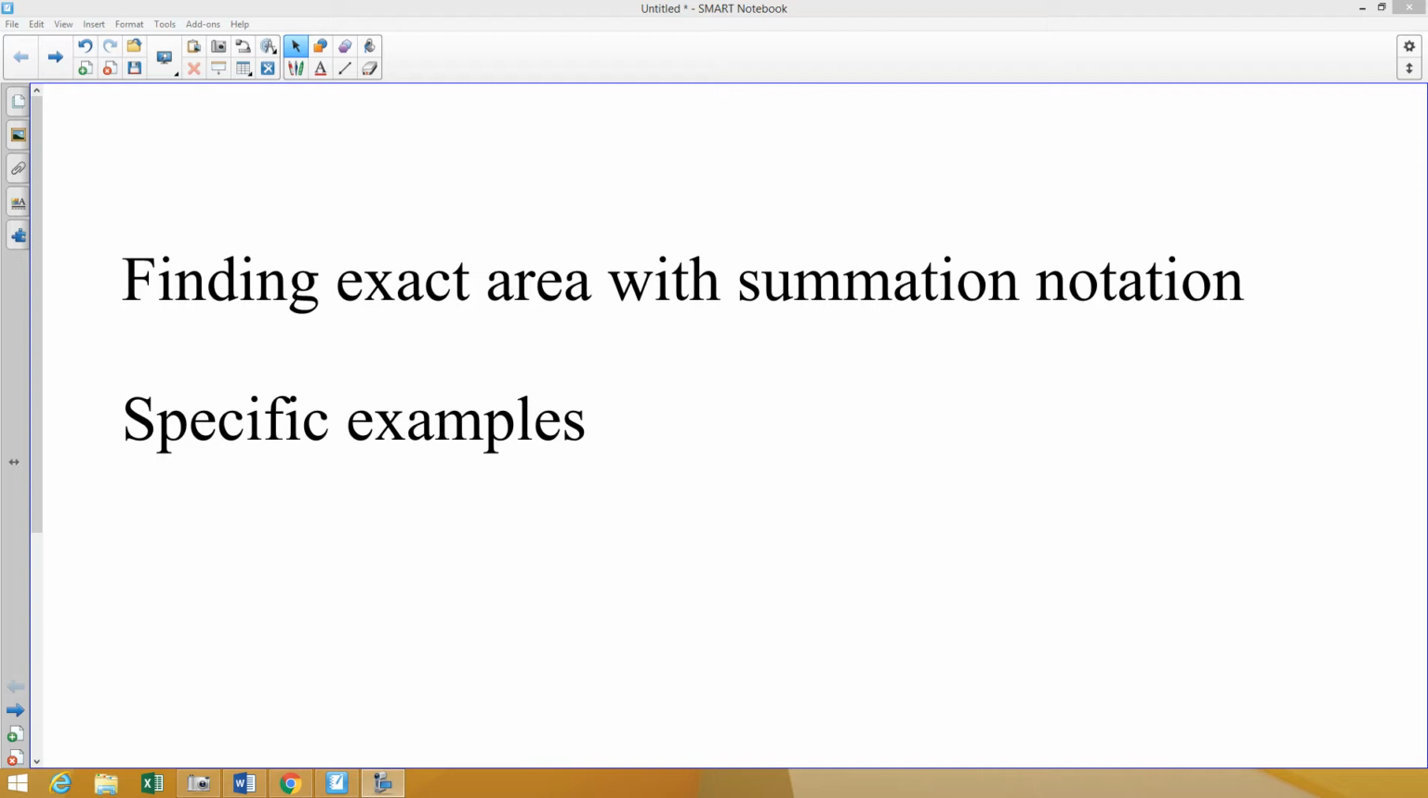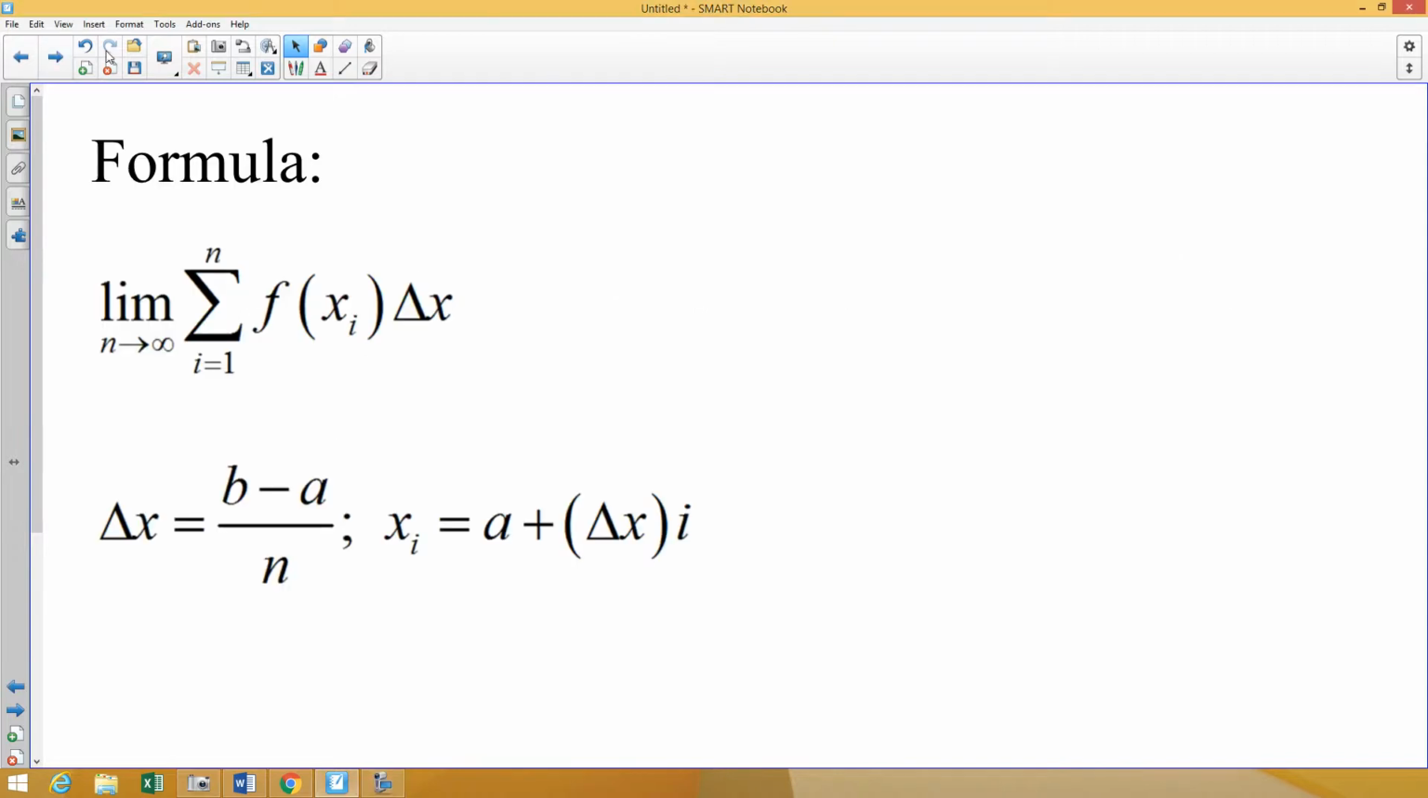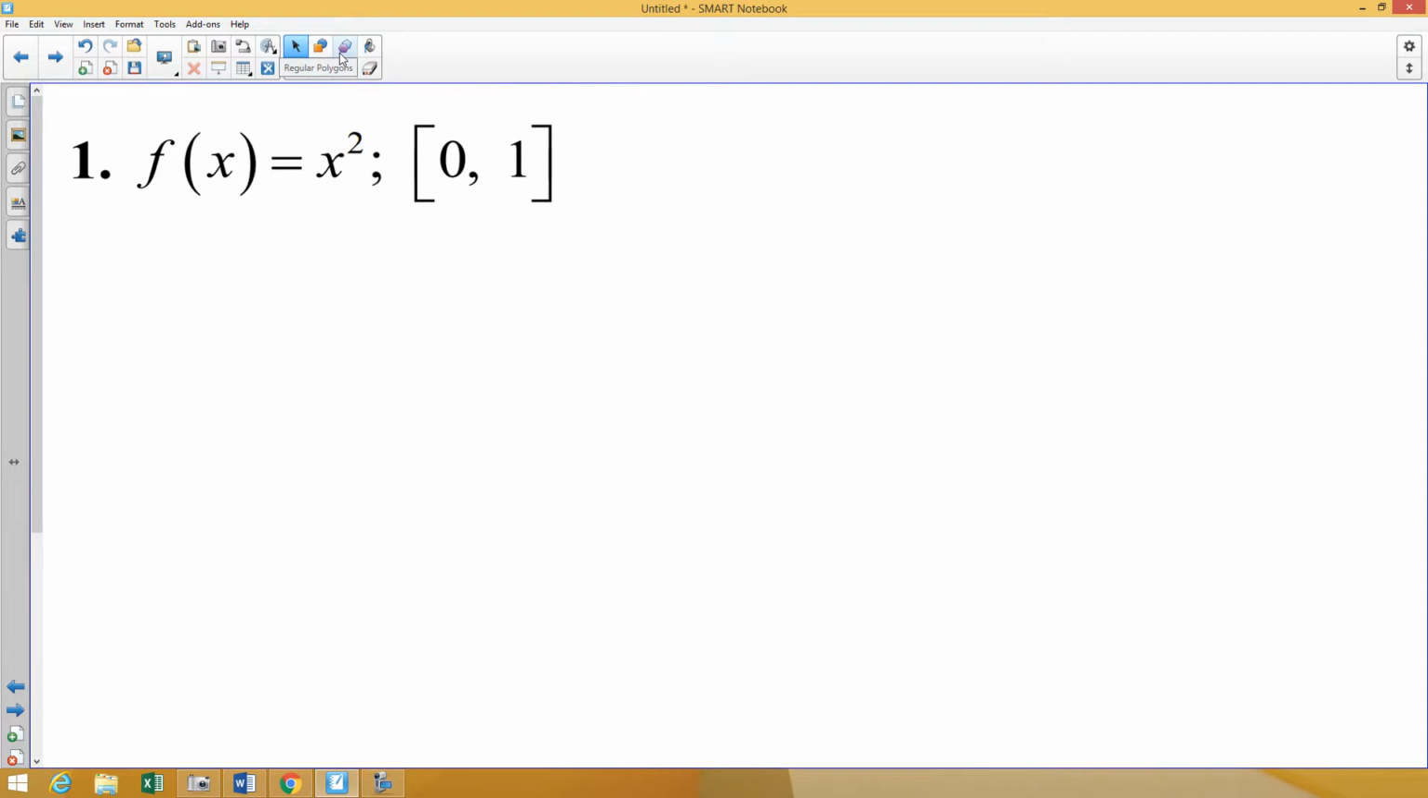Here are a few examples on how to find exact area under a curve in calculus using summation notation. There's a general formula that we use. That's our basic setup from Riemann sums, where f of x is the height of your rectangle, delta x is your base, and we're going to do an infinite number of rectangles. A couple of formulas will come in handy, and the first example is this one.